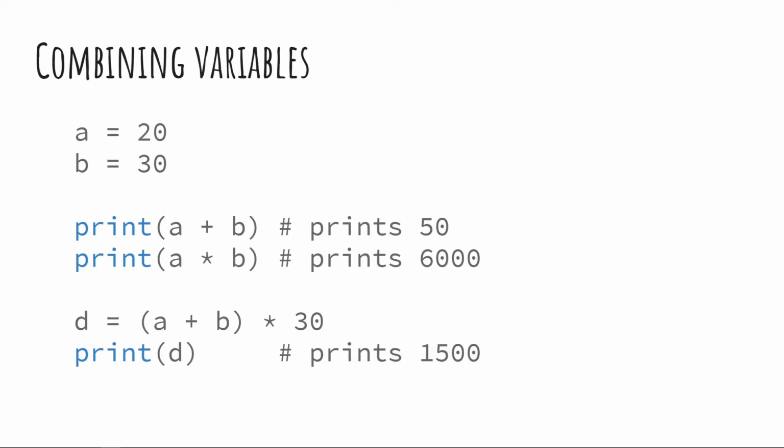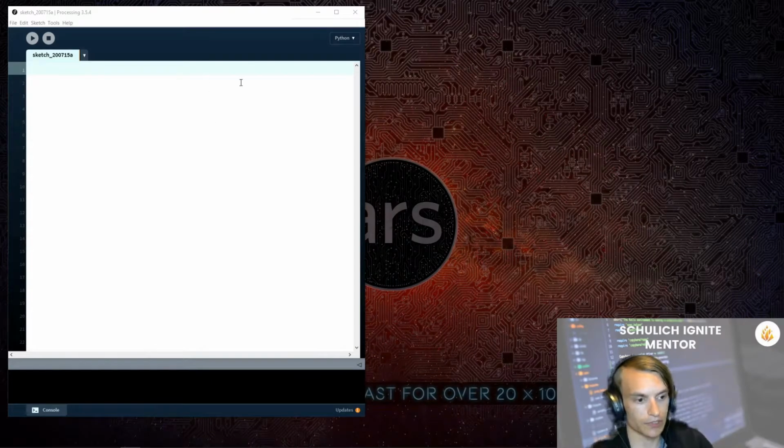So you can see that we have two values, and then we're trying to print what their sum is, and then what their product is. And then we do an interesting thing where we assign a value to another variable based on the values of already existing variables. So I'm going to switch over to the code window.